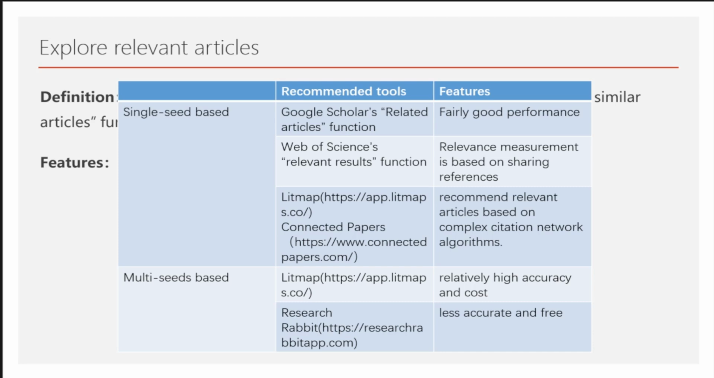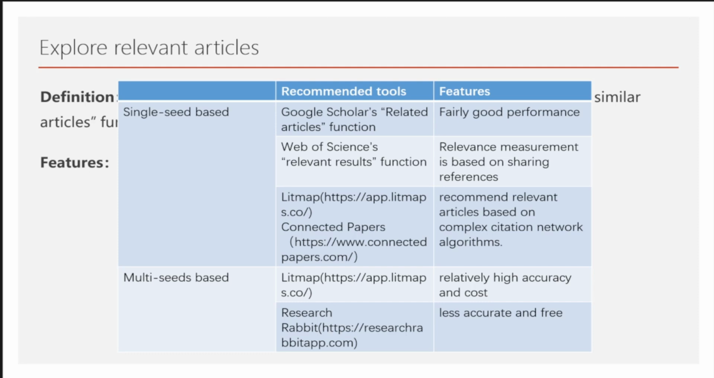The relevant articles function of Web of Science is based on the number of shared references between the seed article and other articles. Combined with Web of Science's sophisticated screening functionality, the results are usually quite good. LeadMap and Connected Papers recommend relevant articles based on complex citation network algorithms. Because of the heterogeneity of the algorithms applied, the results from these tools are usually complementary.